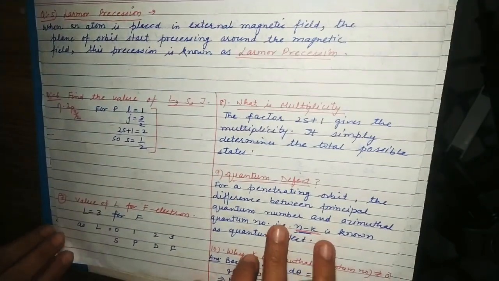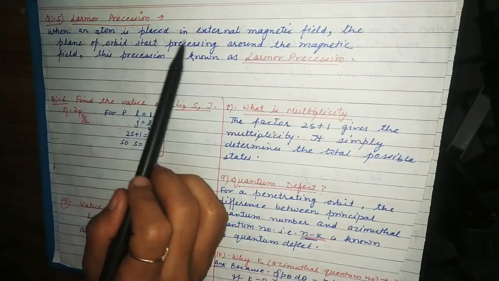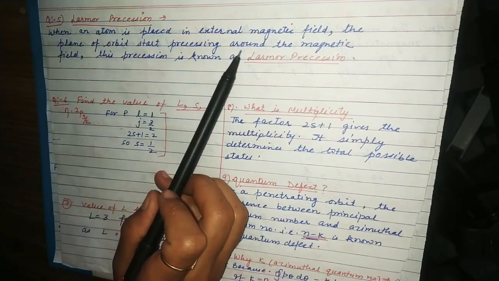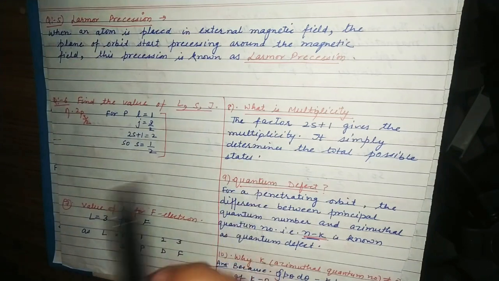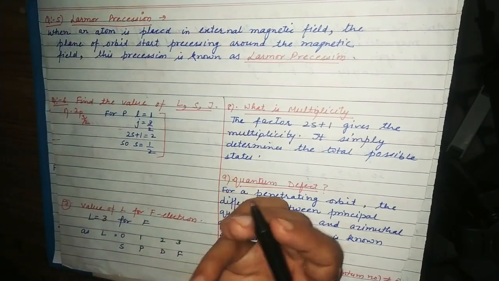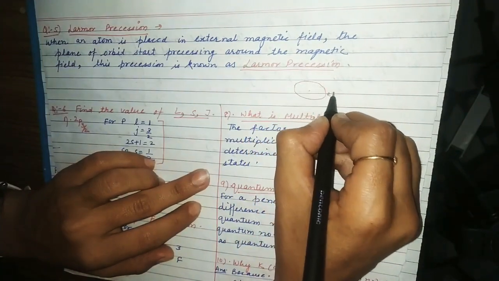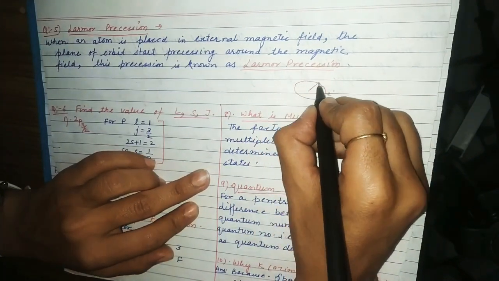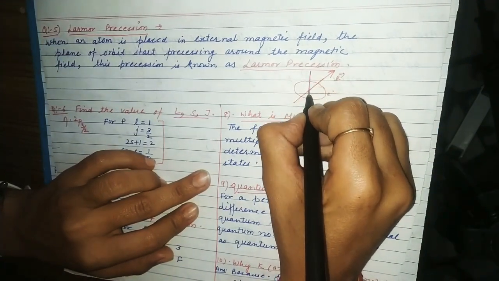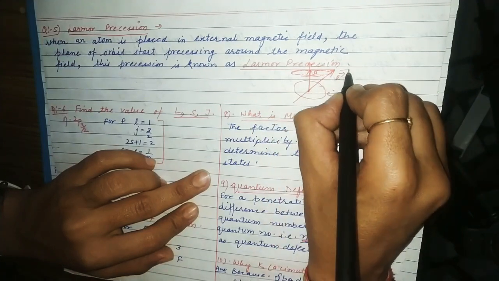Now let us move to the fifth question. The fifth question which I asked was, what is Larmor precession? It is very simple. Whenever an atom is placed in an external magnetic field, the plane of the orbit, or you can say the normal of the orbit, will start precessing around the magnetic field, and this precession is known as Larmor precession, and the frequency with which that normal precesses around the magnetic field is known as Larmor frequency. So I will draw a diagram over here. Let us say this is the electron revolving in a particular orbit, so the normal to this orbit will be the orbital angular momentum vector, and let us say this is the magnetic field, this is B. It will precess around this magnetic field, and this is known as Larmor precession.